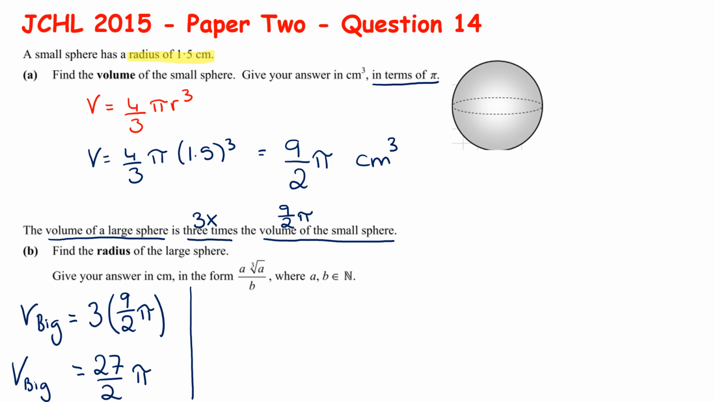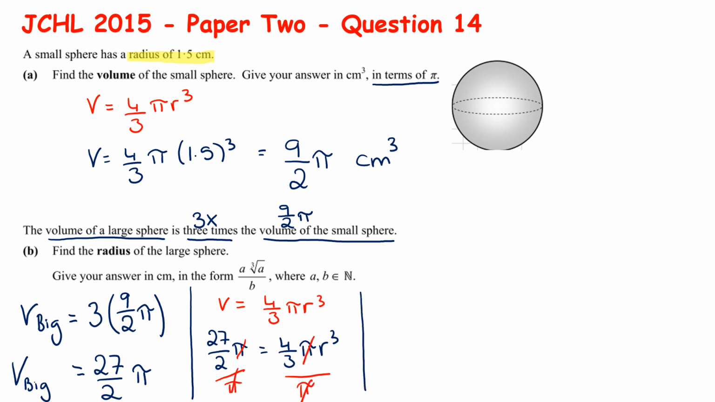So we want to find the radius, so let's go to our volume formula. Volume is 4 over 3 pi r cubed. We've now worked out that the volume is 27 over 2 pi, and that is equal to 4 over 3 pi r cubed. Let's divide both sides by pi to make life a little bit easier straight away. Now what we have are two fractions, 27 over 2 and 4 over 3 r cubed. The lowest common denominator of 2 and 3 is 6.